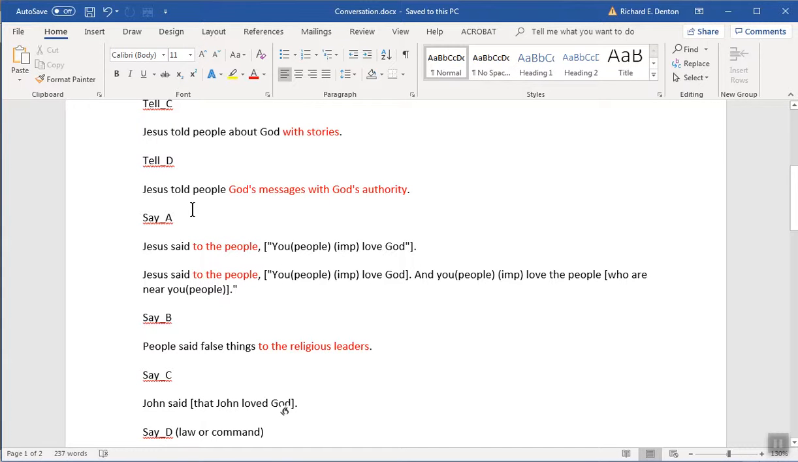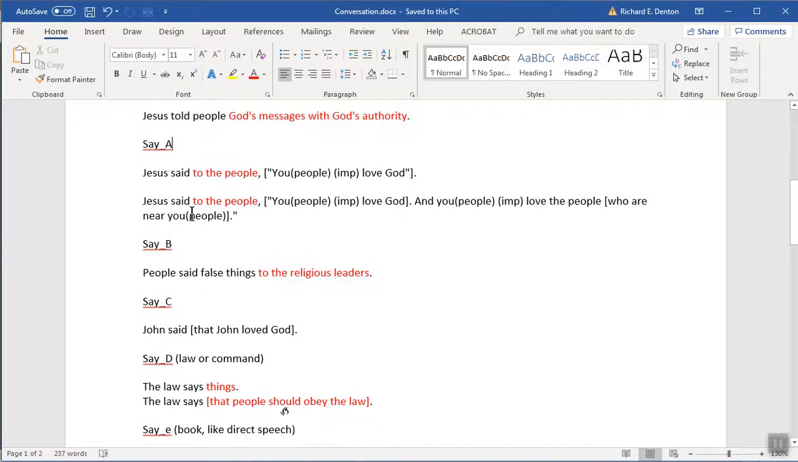Now we come to probably what's the most common way to express speech, and that's with Say. Say A is for direct speech. Jesus said to the people, an optional destination argument, left bracket, open quote, you people, paren, imperative in parentheses, IMP. This indicates that imperative is a command, it's telling people to do something. Love God. Close quote, right bracket, period.